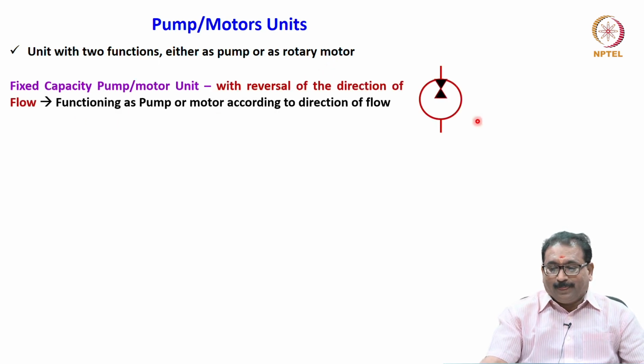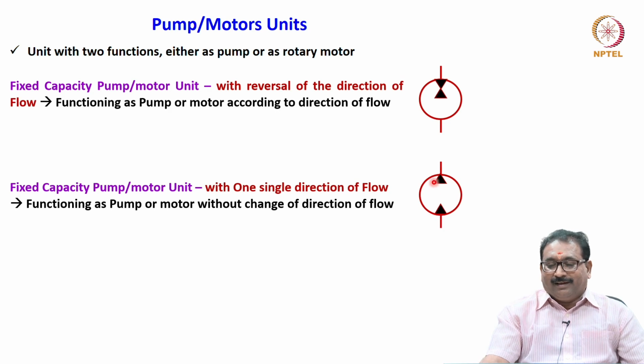You will see here, friends, how they are representing. One arrow towards center, another arrow towards out. Again it is having inlet and outlet. How to read? Fixed capacity pump or a motor unit with a reversal of the direction of flow, functioning as a pump or a motor according to the direction of the flow.